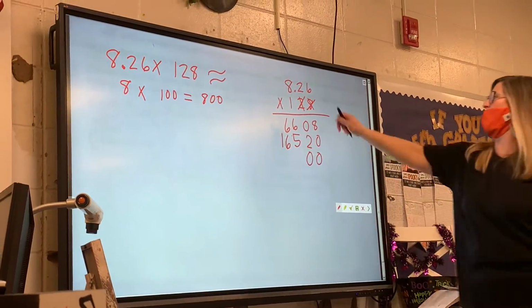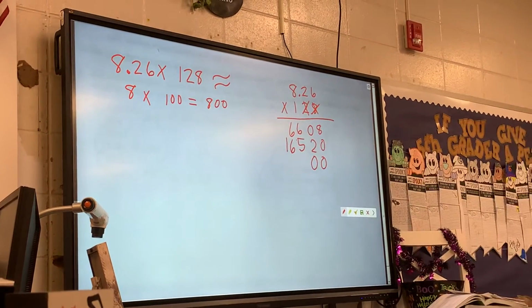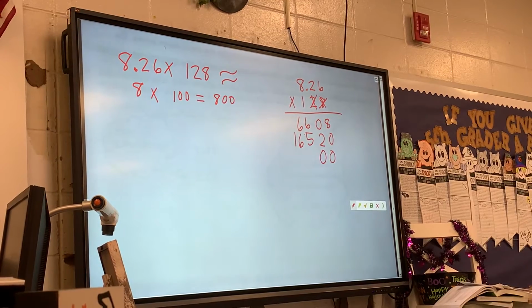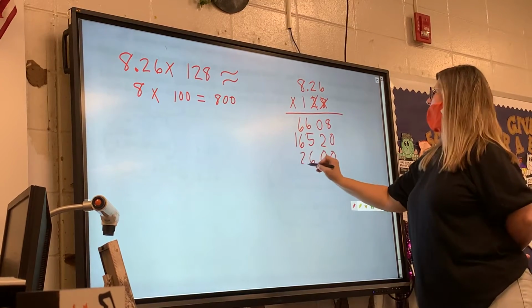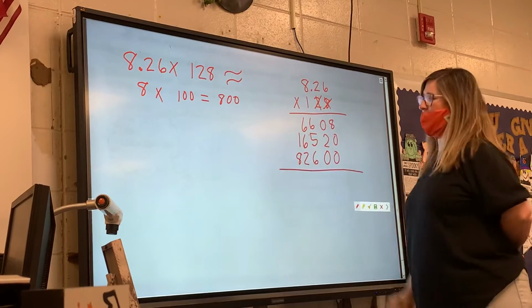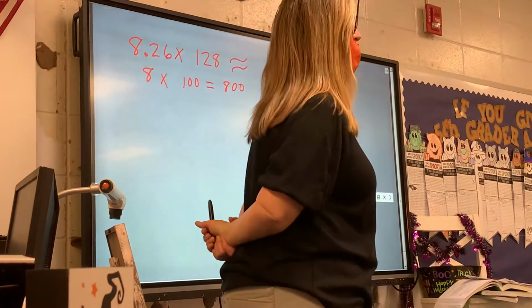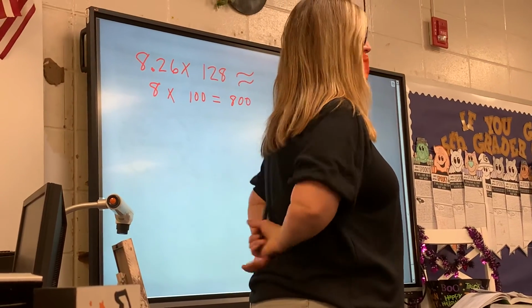Now I'm going to multiply 1 times each of those. Correct? Okay? And then I can what? Add it up and put my decimal where it goes. Add it up and put your decimal where it needs to go.